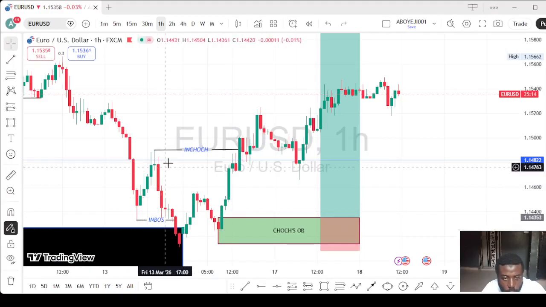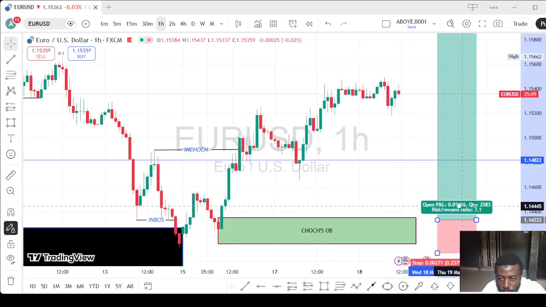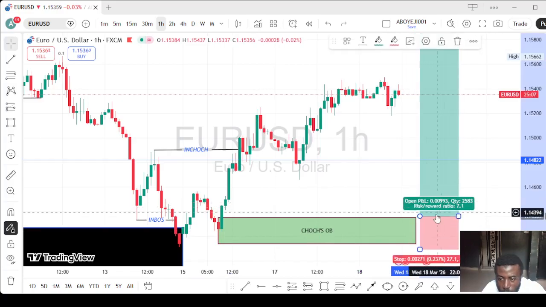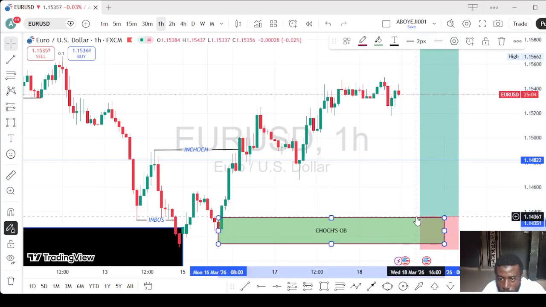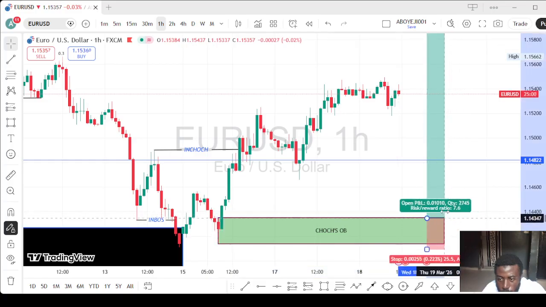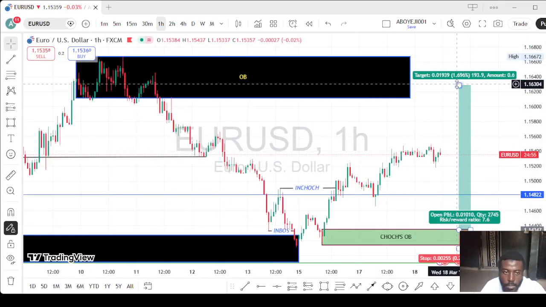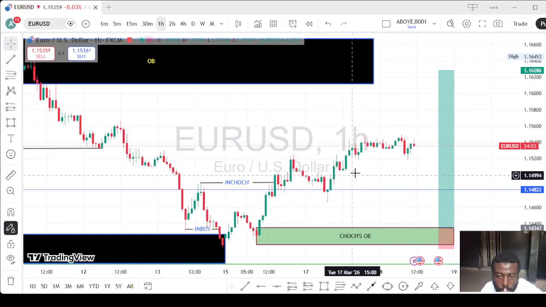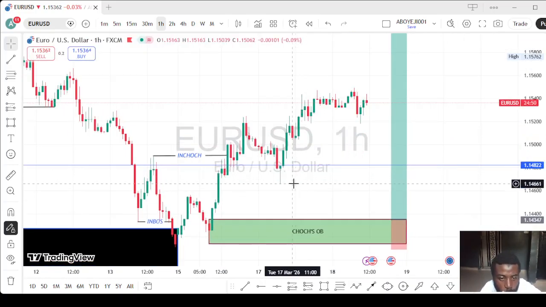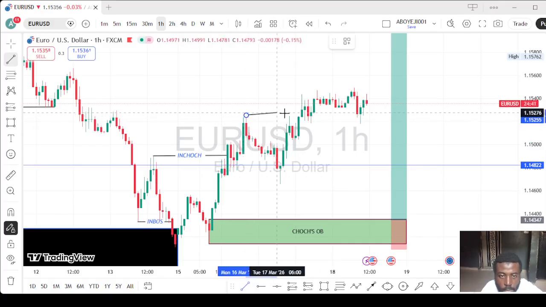This is the last break of structure. This is change of character, and this is change of character on that block. Definitely, we are expecting the market to come here. So we are expecting the market to come here, but let's follow the trend on the daily time frame. We are having an FVG here. You can see there's opportunity here. This is the recent break of structure on the 1 hour time frame.